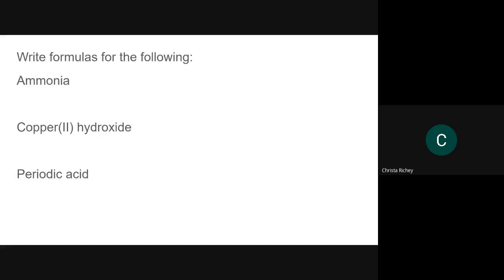Okay. Ammonia is just one that you need to know. Ammonia is a very strong base. Its formula is capital N, capital H, 3. Copper 2 hydroxide. What is copper's symbol? Cu. What is its charge? 2. Hydroxide is OH, and it carries a -1. So what would the formula be for copper 2 hydroxide? The OH goes in parentheses, and the 2 goes outside.